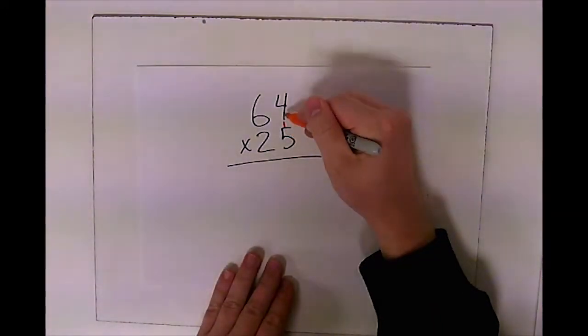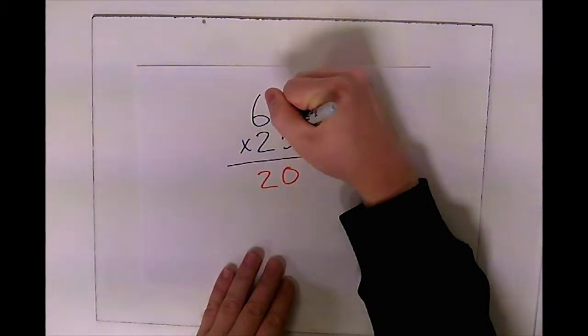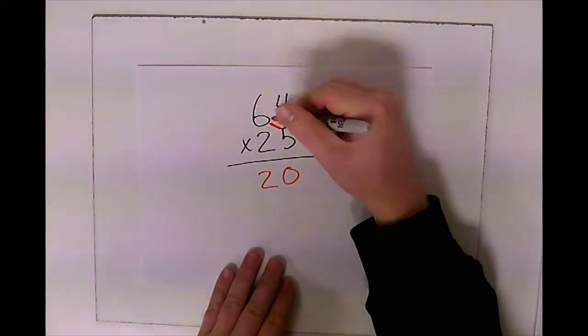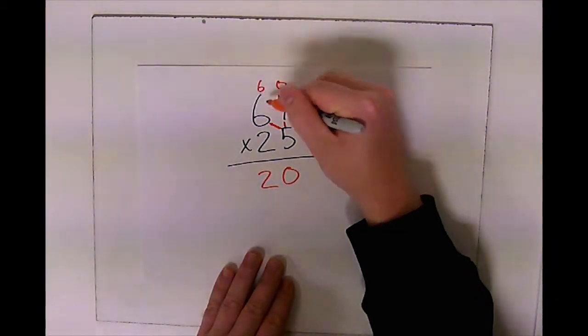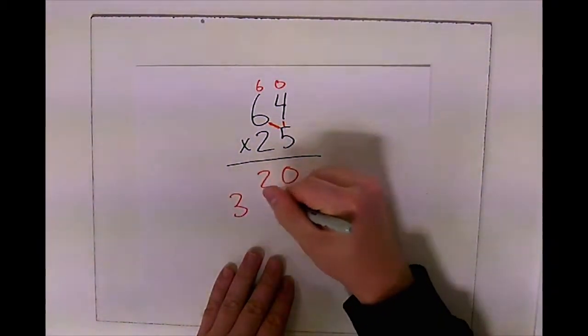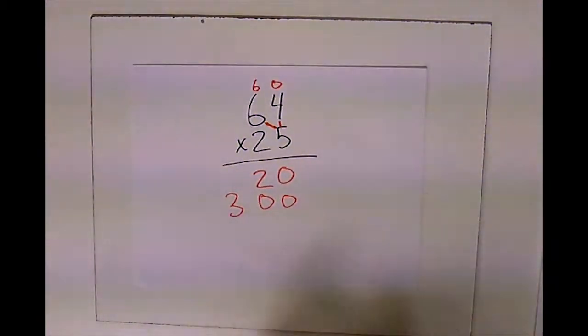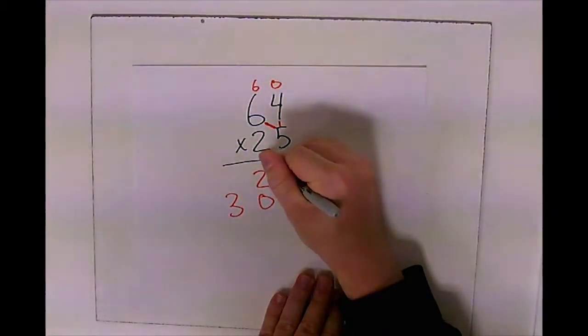And so remember, we're always going to start with the ones place. So 5 times 4 is 20. And then I'm going to stay with that 5 until I do everything at the top. So I'm going to go over to the tens place. 5 times 60, remember that's not just a 6, it's a 60. So 5 times 6 is 30, add my 0 is 300. Now I'm done with that 5.